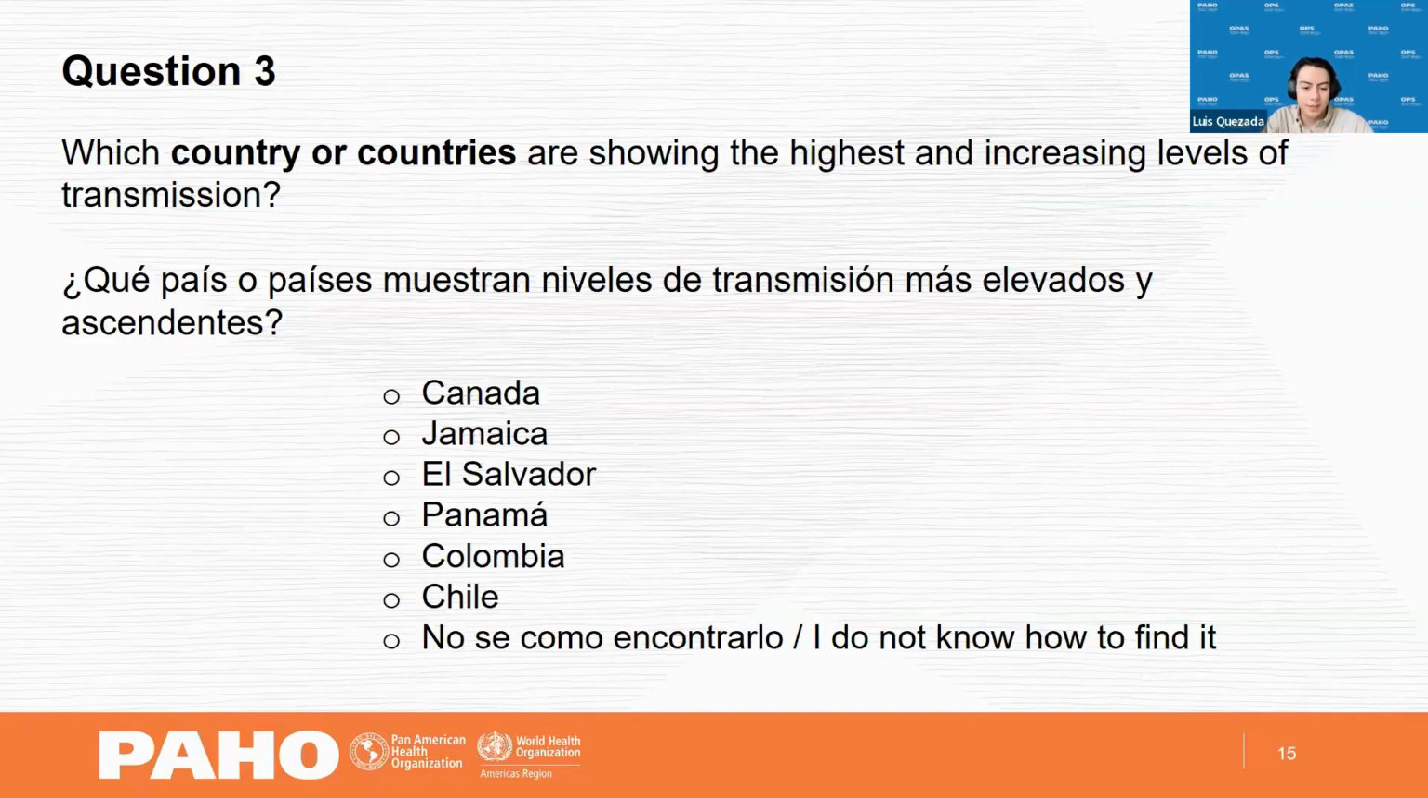It's a long list, actually. We're just showing some countries there, but based on countries like Canada, Jamaica, El Salvador, Panama, Chile, or different countries, you need to use the dashboard to identify which countries could actually have this pattern observed in the transmission levels.